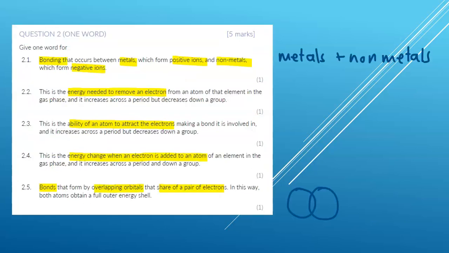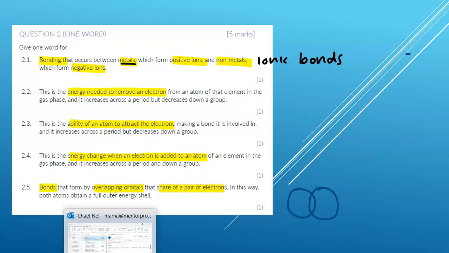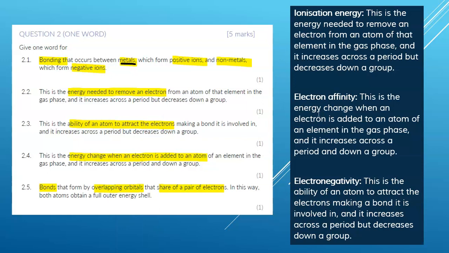Okay, question 2 is give one word for. So this is all the bonding, it's all the definitions that you need to know. So bonding that occurs between metals which form positive ions and non-metals that form negative ions. So when a metal and a non-metal bond together, we have ionic bonds. Now for 2.2, 2.3 and 2.4, we need to look at three definitions, and there's not much to understand about them, just the words that make up the definition.